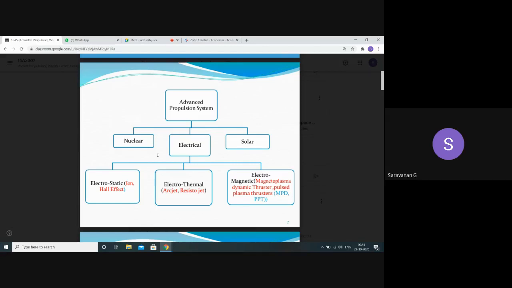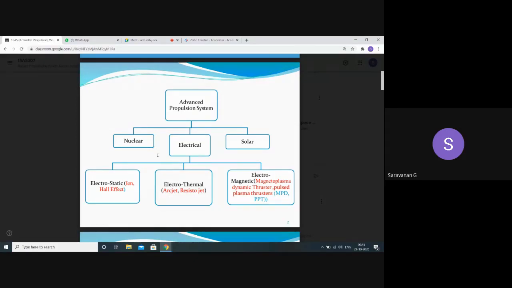Solar also has solar electric and solar thermal. Using the solar system along with an electric system is the solar electric system. Using solar heating for the propellant is called the solar thermal propulsion system. So these are the overall basics, the overall idea of advanced propulsion systems. Different sources of energy other than chemical energy are used for generating thrust, hence it is termed advanced propulsion.